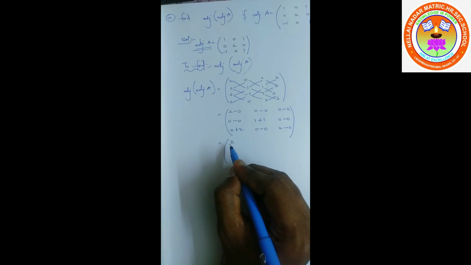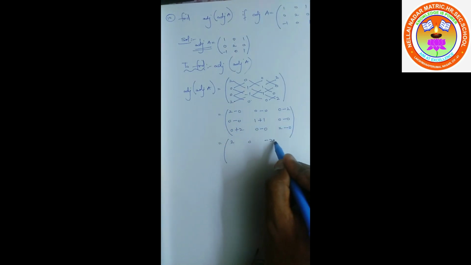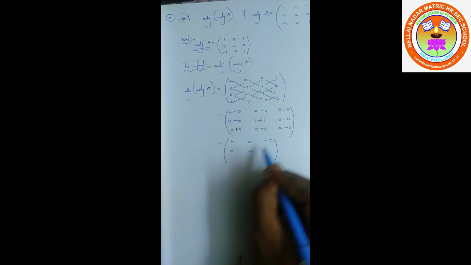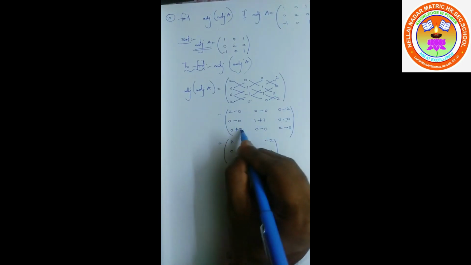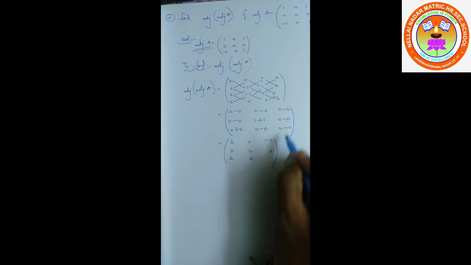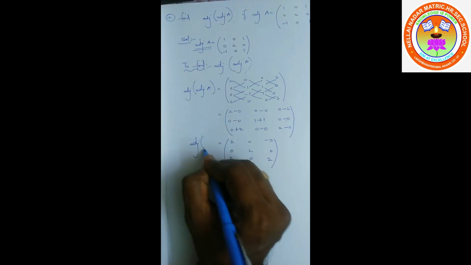So the answer is going to be 2 minus 0 is 2, 0 minus 0 is 0, 0 minus 2 is minus 2, 0 minus 0 is 0, 1 plus 1 is 2, 0 minus 0 is 0, 0 plus 2 is 2, 0 minus 0 is 0, 2 minus 0 is 2. So this is the answer for adjoint of adjoint of A.